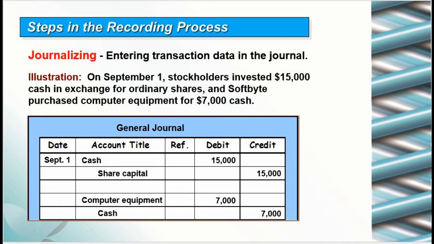The column titled Ref stands for reference. It is left blank when the journal entry is made. The column is used later when the journal entries are transferred to the ledger accounts. Please keep in mind, it's important to use correct and specific account titles in journalizing. The main criterion is that each title must appropriately describe the content of the account.